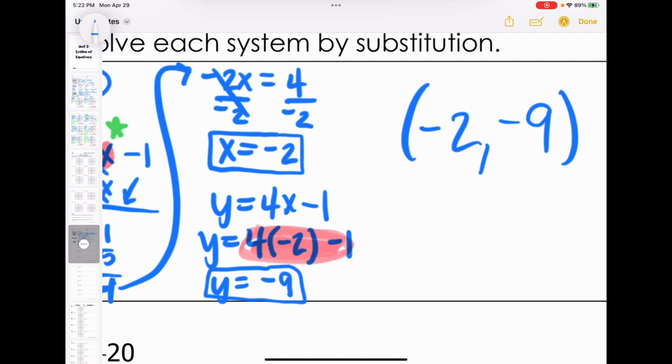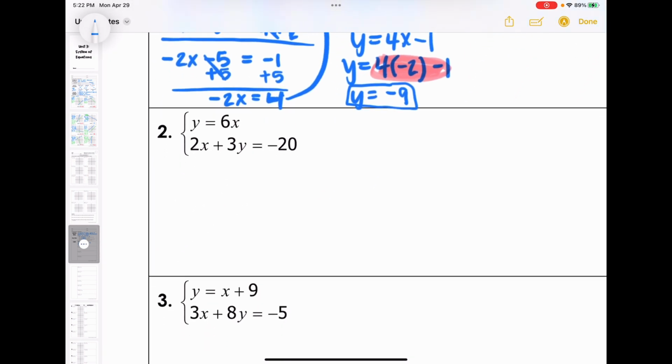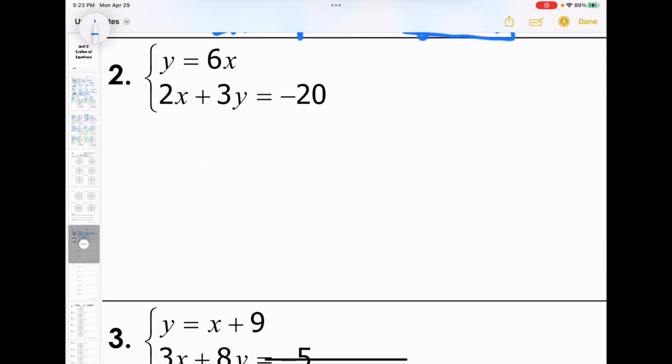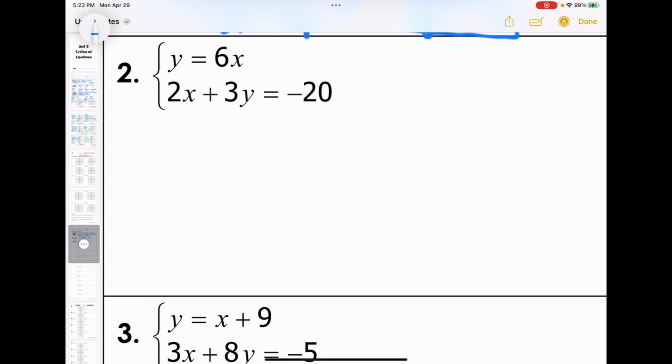All right, let's move to example 2. So we have y equals 6x, and 2x plus 3y equals negative 20. So looking back at our steps, solve one equation for x or for y. Do we have an equation that says y equals something or x equals something? Yes, we do. Our first one, it's y equals 6x. So I'm going to move on to step 2.